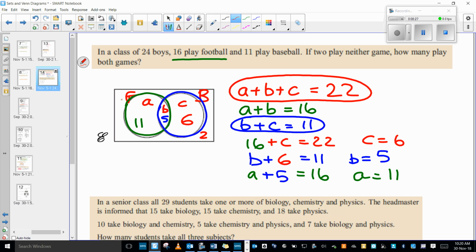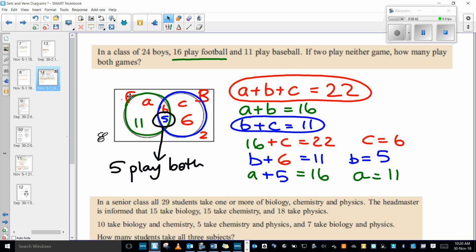Now we've answered all the sections, but they only want to know how many take both games. So our answer in this case would be 5. What's better? If 6 and 5 are together, then why is not... Tell me again. Oh, wait, no, it's B. Sorry. Yeah, I know. It's my letters. They look similar. It's all good. Okay, we're good?